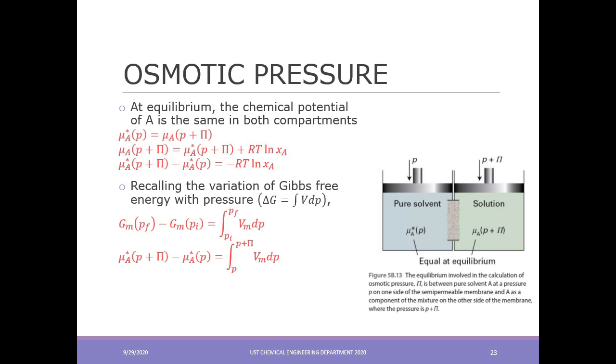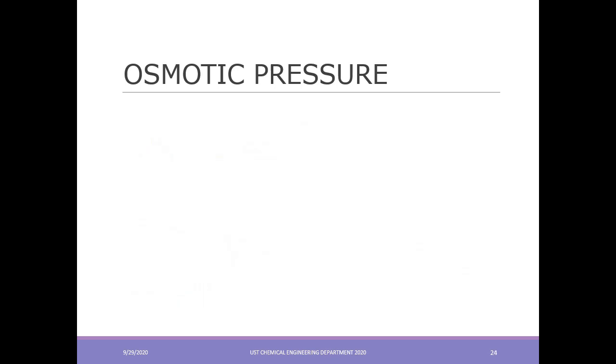Knowing that the change in chemical potential is equal to negative RT ln XA, we substitute that to get this equation. We evaluate the right-hand side of the equation by assuming that the change in pressure is small, so that the molar volume is unaffected or remains constant. We therefore get molar volume times the osmotic pressure.